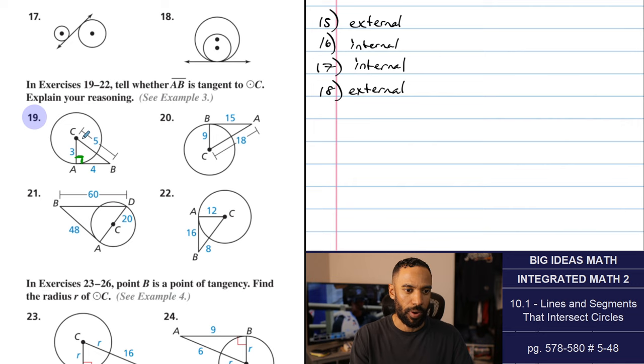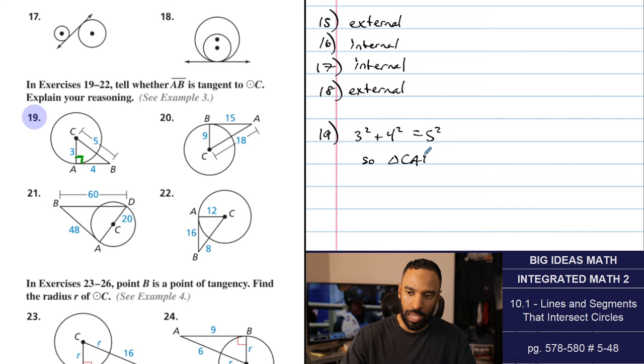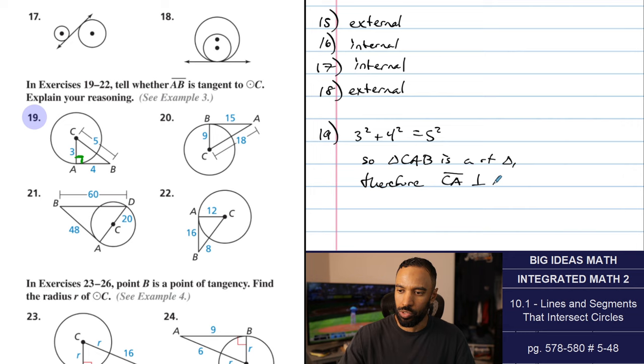So we've got to check, does 3 squared plus 4 squared equal 5 squared? Indeed it does, given the Pythagorean triple that it is. So 3 squared plus 4 squared equals 5 squared. So it's a right triangle. CAB is a right triangle. Therefore, segment CA is perpendicular to segment AB, and AB is tangent to circle C.